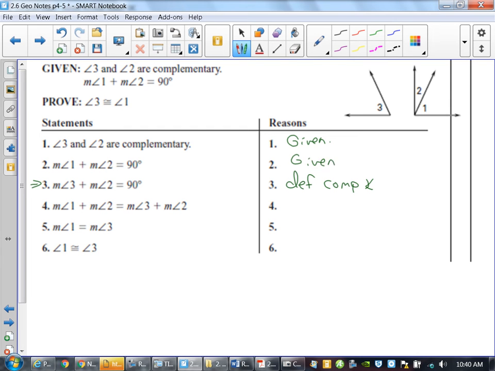Now, look at what they did to get to the fourth step. Why are angle 1 and 2 equal to angles 3 and 2? It is substitution. Very good. It's substitution because don't they equal the same thing? Yes. So when two things equal the same thing, they are then equal to each other.